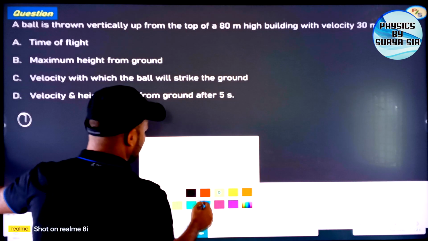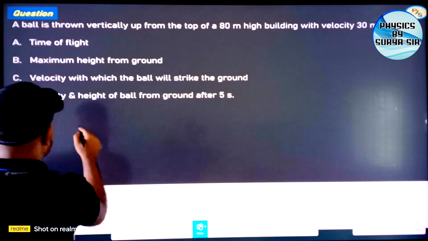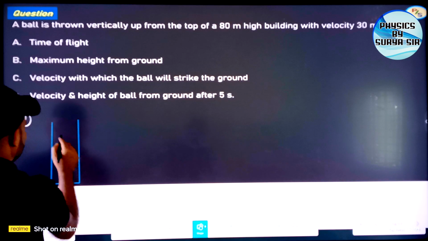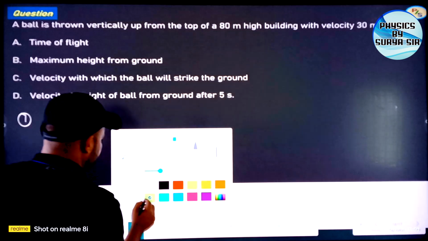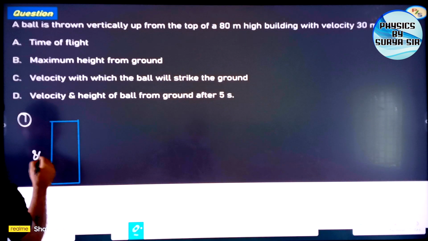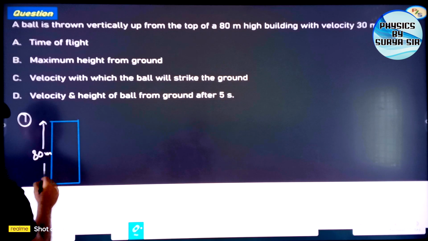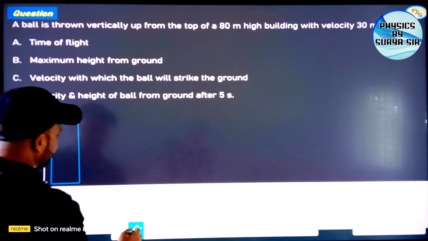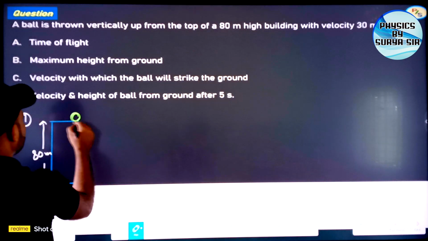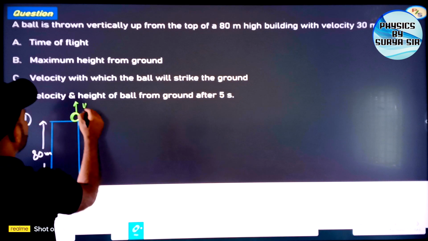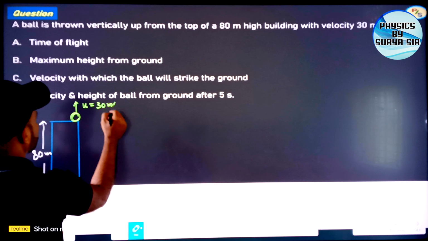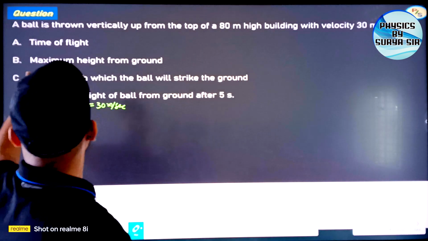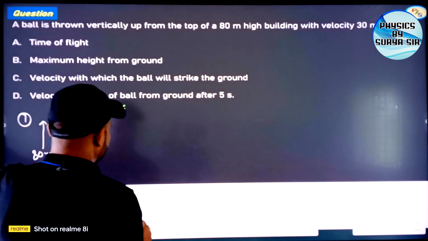Suppose there is a building and its height is 80 meter. The ball is thrown from its top with a velocity of 30 meter per second. What is the velocity when the object is released? Its velocity u is 30 meter per second. The first question is the time of flight.